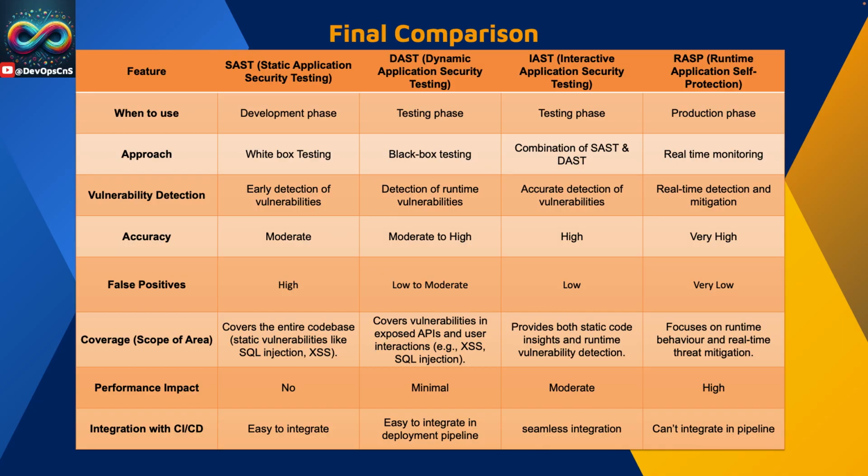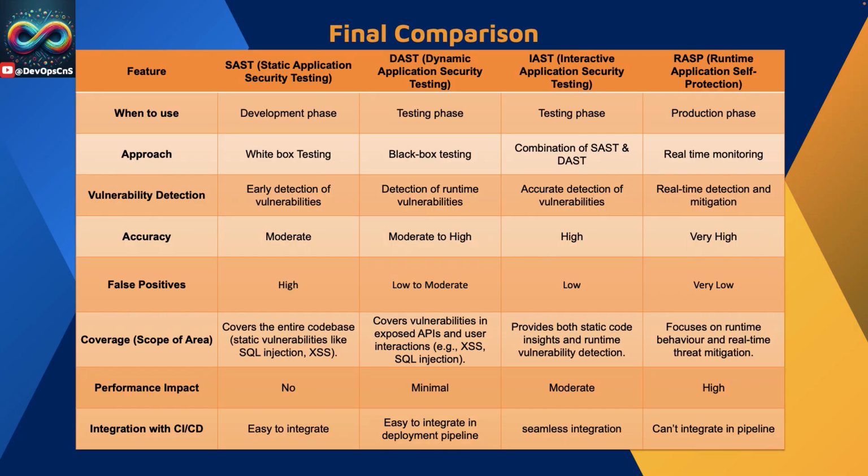SAST is white box testing. DAST is black box testing. IAST is the combination of both, and RASP is real-time monitoring. So next feature is vulnerability detection. When we talk about vulnerability detection, SAST is the early detection of vulnerabilities. DAST is the detection at runtime. IAST is the accurate detection, again at runtime. And last, RASP is the real-time detection and mitigation.